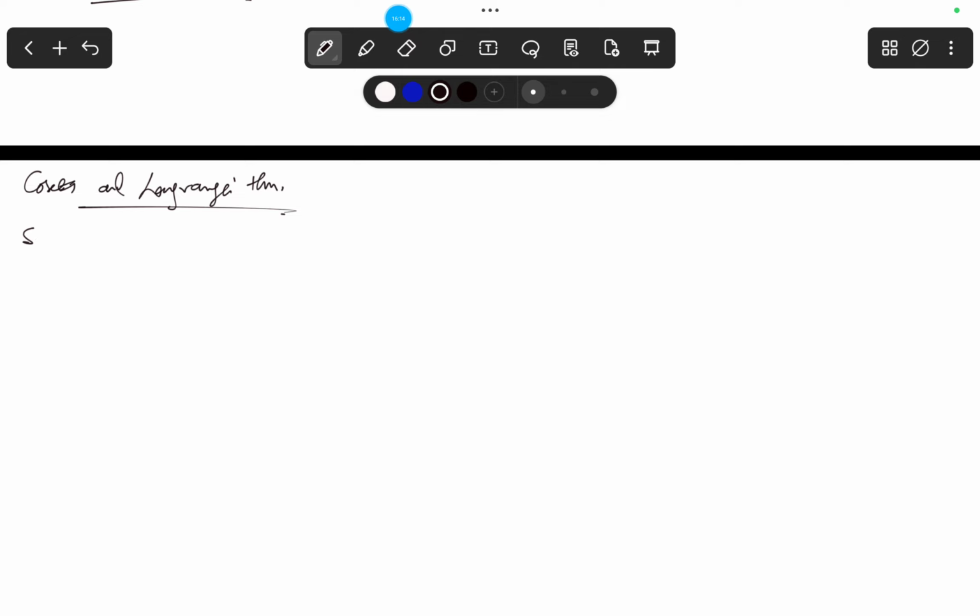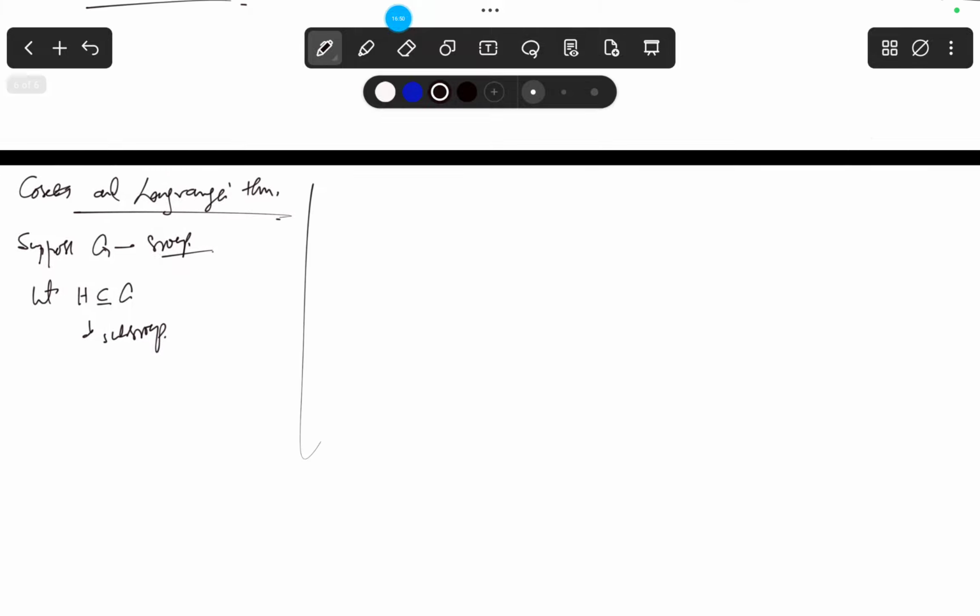So suppose that G is a group. Now let small h be a subgroup of G. So this is your group G, and let's say somewhere here is your subgroup H.